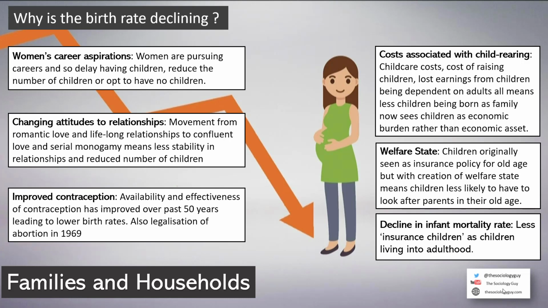And we can also look at the decline in the infant mortality rate, less insurance children as children living into adulthood. I wouldn't use that one because it doesn't really link in with the item, but it's another reason why the birth rate is declining.